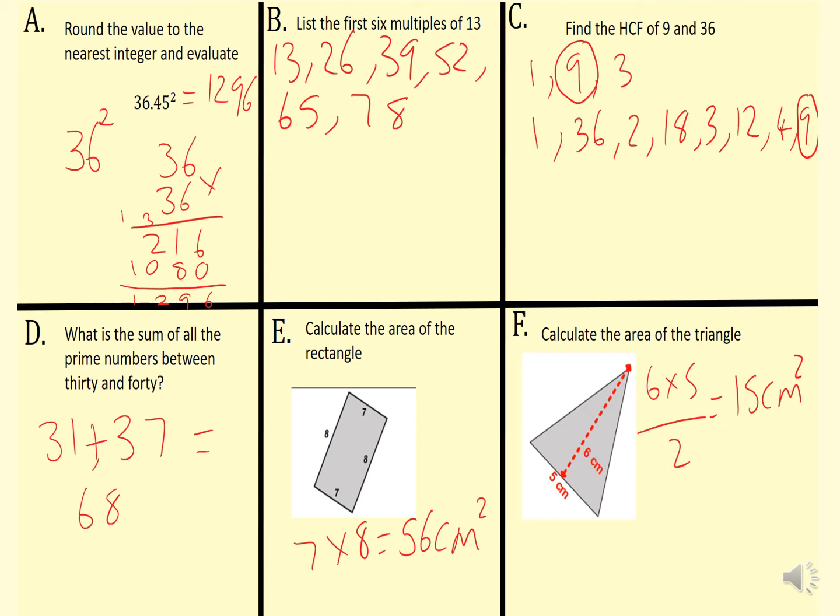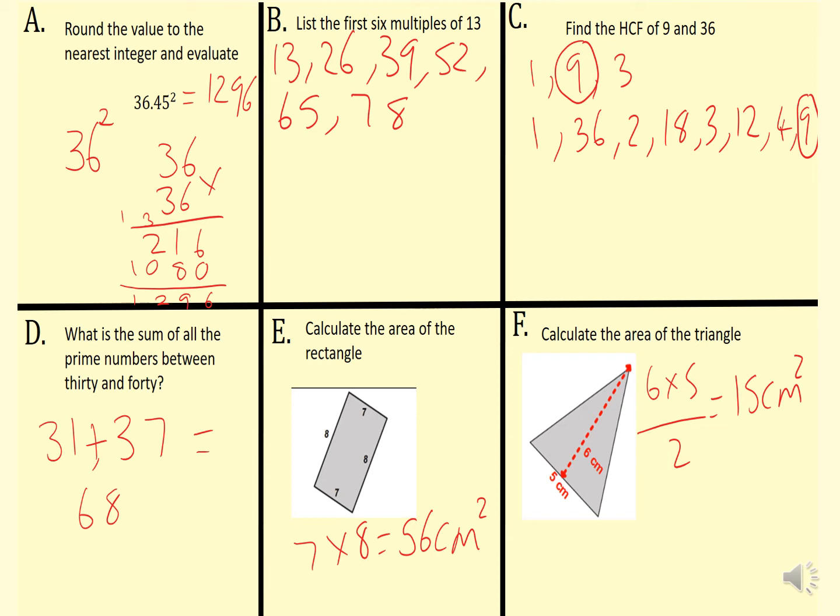The second question asks for the first 6 multiples of 13. The multiples are the same as the times table. So 13 times 1, 13 times 2, 13 times 3, 13 times 4, 13 times 5, and 13 times 6. If you don't know what 13 times 6 is, for example, you use column multiplication to find the answer.